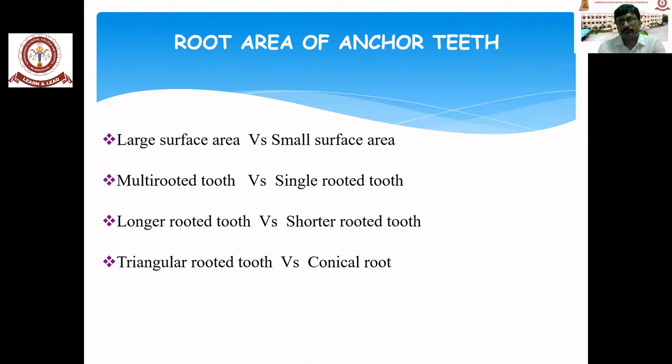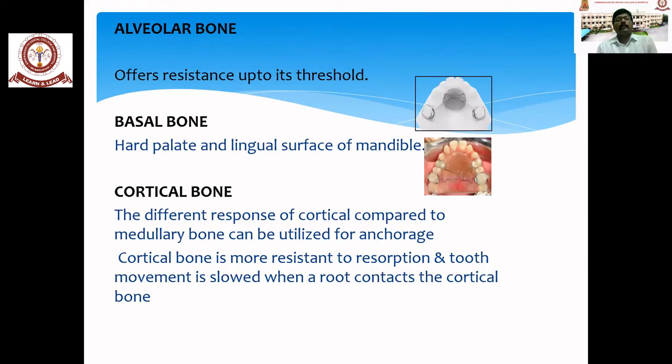The longer the root, the better the anchorage compared to a shorter root. A triangular-rooted tooth has better anchorage compared to a conical root. And then the alveolar bone offers resistance up to a threshold. Here, the basal bone, such as the hard palate and also the lingual surface of the mandible, can be taken as an anchorage structure.